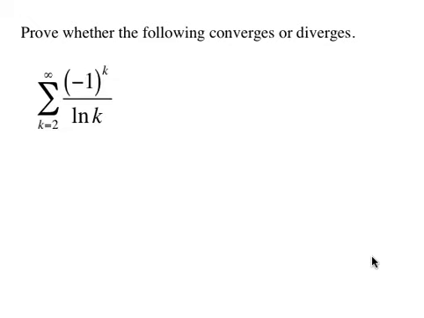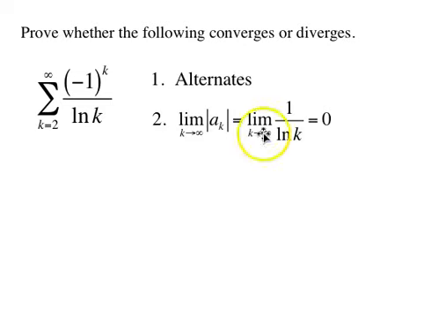Next example is the sum as k goes from 2 to infinity of negative 1 to the k over the natural log of k. Well, it alternates. Looking at the absolute values, the absolute value of this is 1 over log k. As k gets large, log k gets large. 1 over a large number goes to 0. So that's our second condition of the alternating series test.